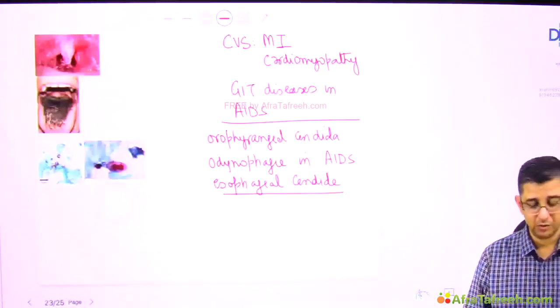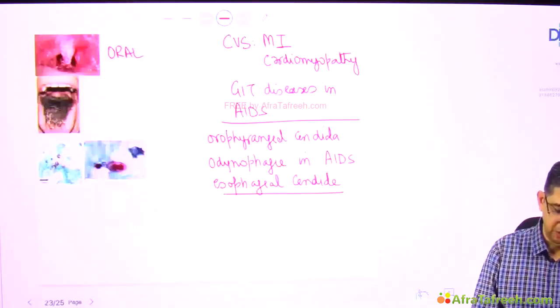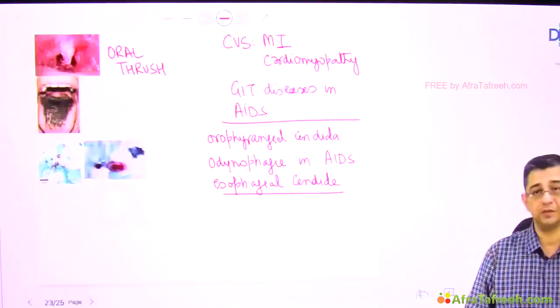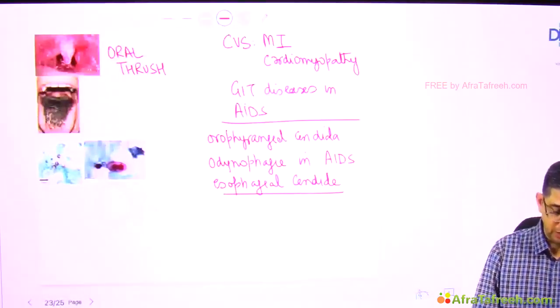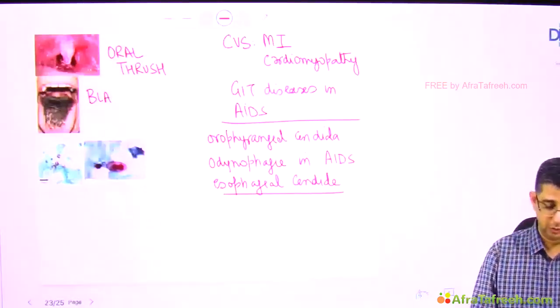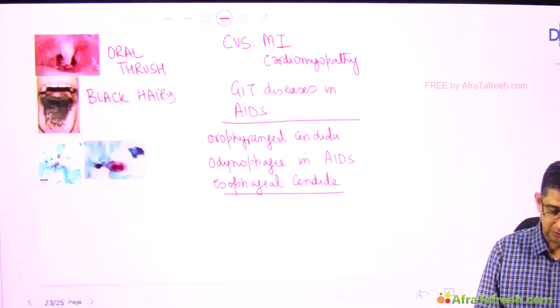So in the first image, there is obviously a presentation of oral thrush, but it can spread further in the individual and involve the respiratory tract, lower respiratory tract to be precise, and obviously the esophagus. The next image, which is a GI association, because the mouth is also part of the GI tract, is black hairy tongue. Now the virus which is responsible for black hairy tongue is Epstein-Barr virus.